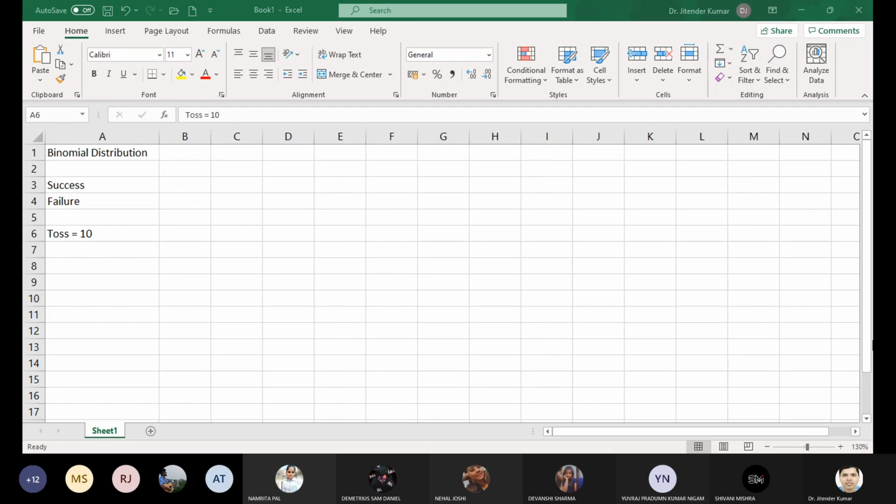I am tossing a coin 10 times. So what do you think, out of these 10 tosses, how many times I should get heads and how many times tails?